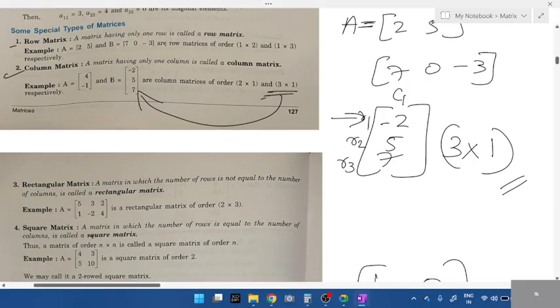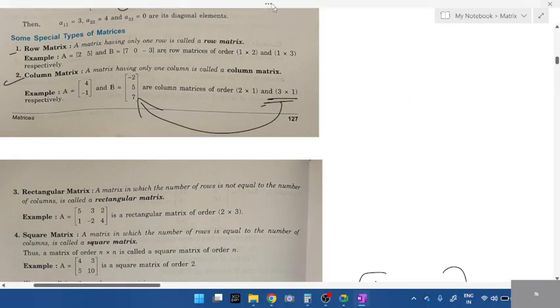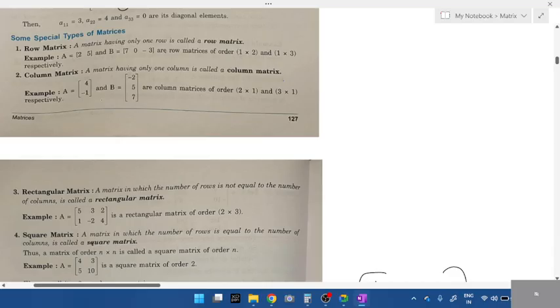Next, rectangle. For rectangle, it should be equal. All of you write row matrix, column matrix in notes. Don't write the definition, students. Just give an example. Just write in one single line. Number of rows should be 1. Number of columns should be 1. Sorry, rectangle is not equal. Square is equal.